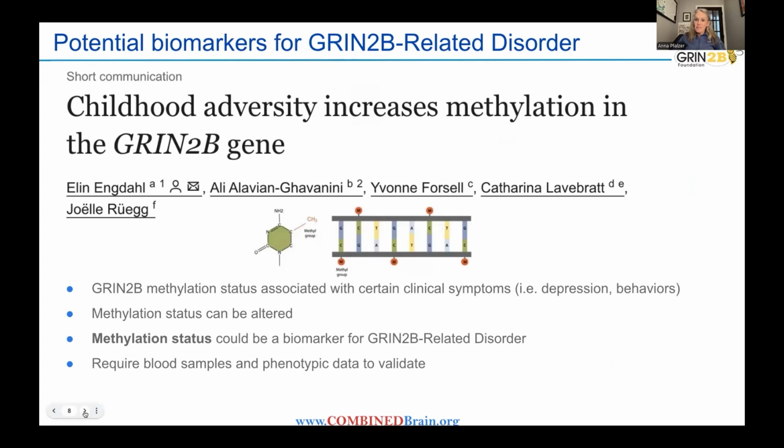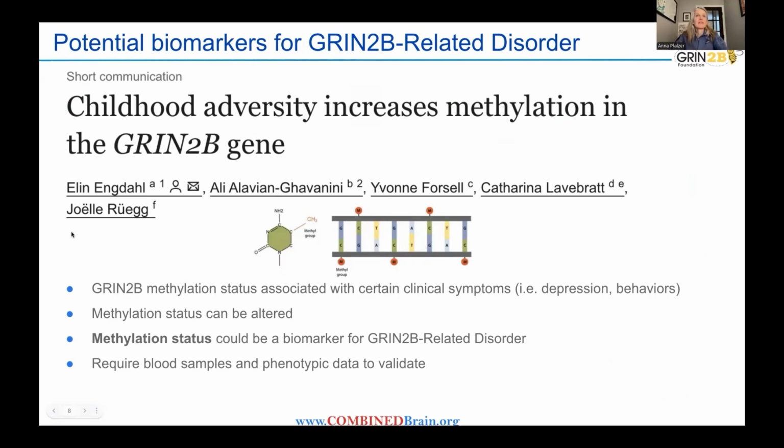Okay, so one paper that I actually pulled, I was reviewing this last week, and I thought it was really relevant for today's talk. This was published 1 or 2 years ago by this group, but it really is one of the potential things that could be a biomarker for GRIN2B, so I thought we should introduce it as an example for how blood-based biomarkers might be very useful in the context of GRIN2B-related disorder clinical trials.